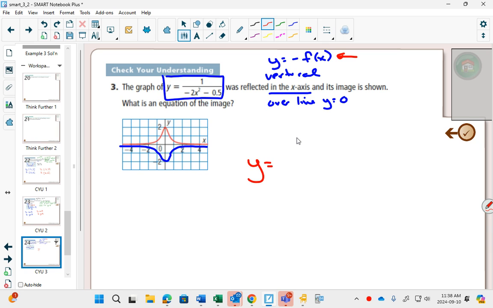In simplest form, I can put the whole original graph in brackets. There's my whole original graph, and what do I need? I need a negative on the outside. Perfect.